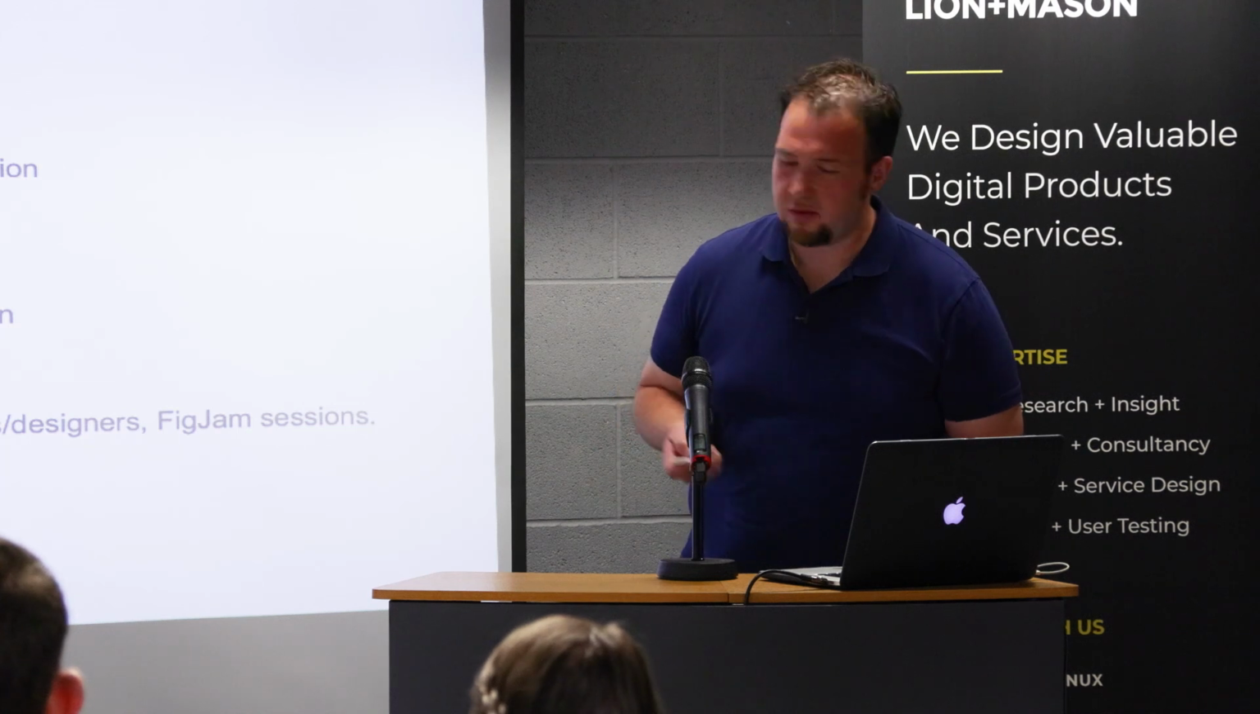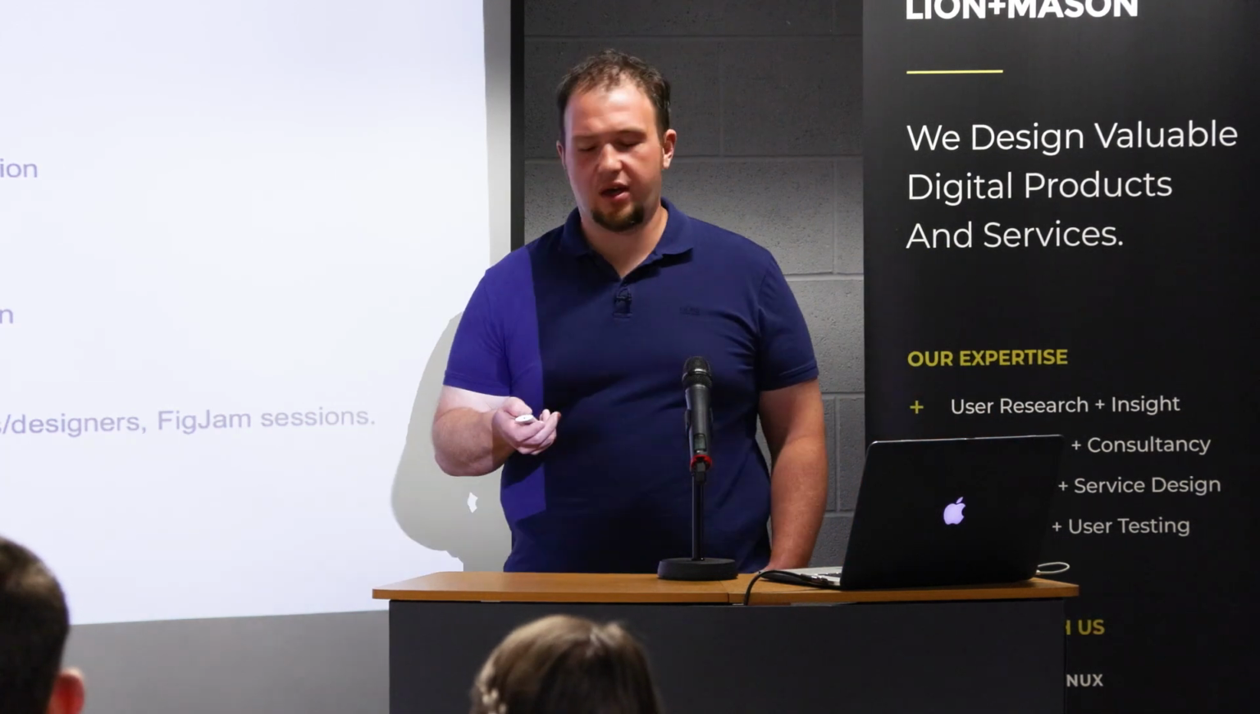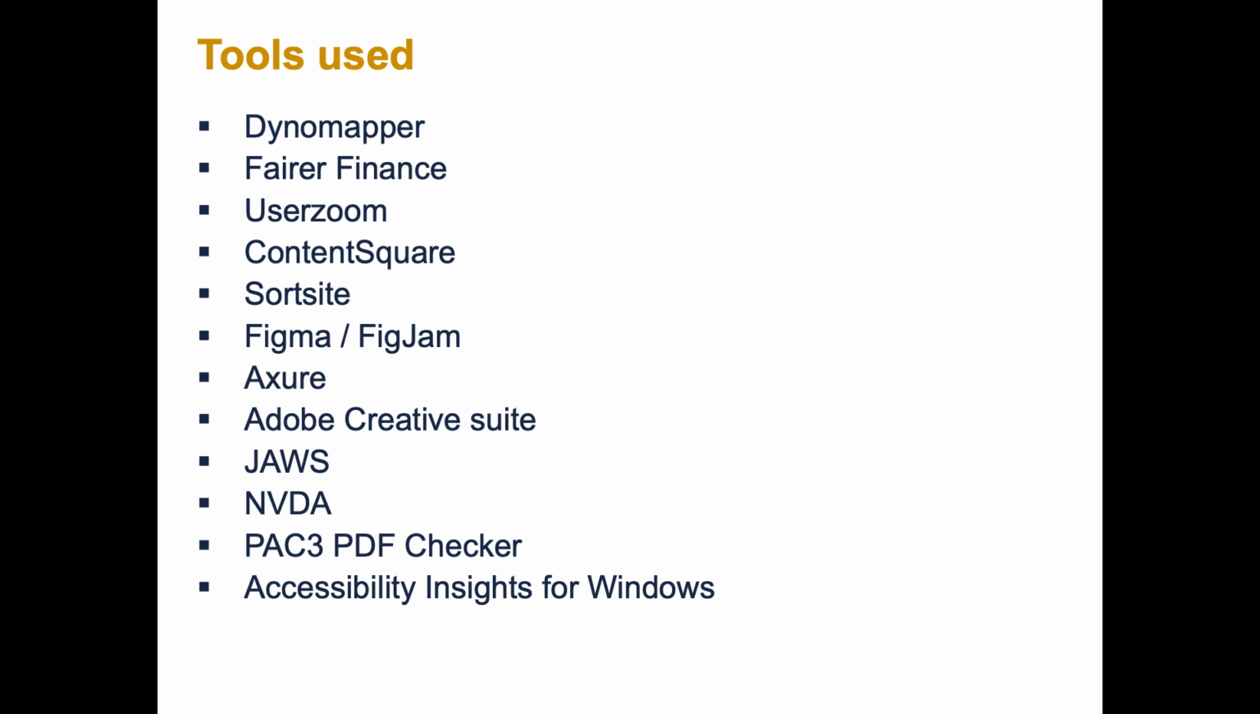So what do we do about it then? Some of the tools that we use to assess where we are. We use quite a few. Dynamapper, Fair Finance, UserZoom, Content Square, SortSite, my favorite, Figma, Azure, the Creative Suite, JAWS, NVDA, Pack3, and the Accessibility Insight for Windows Checker. Now, most of these are free tools other than SortSite and Dynamapper, readily available, and can pretty much give you a holistic view site-wide of what you are looking at, what you're going to need to remediate, and what you're going to need to prioritize as well.